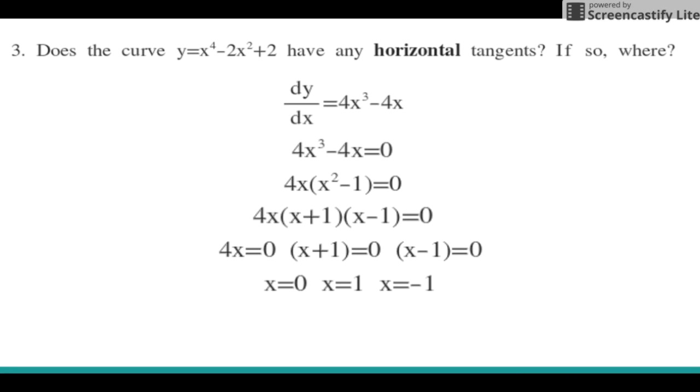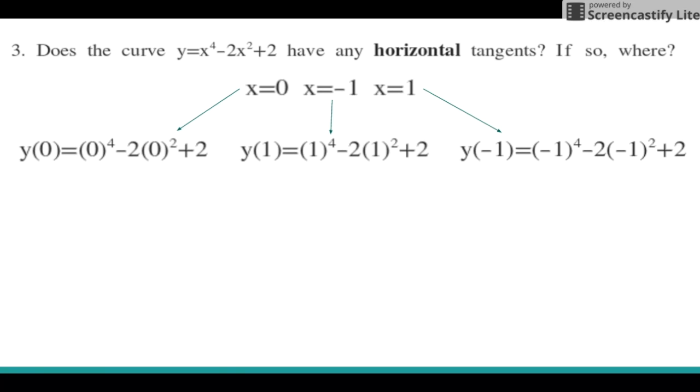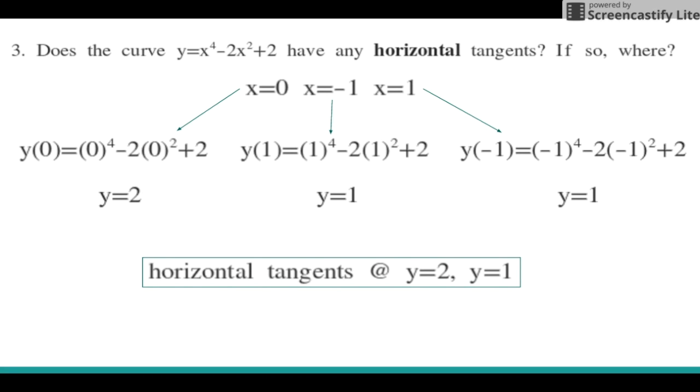In the second part of the question, it asks us where the horizontal tangent lines exist, or the equations of the tangent lines. We already have our x values, and we know that our slope is 0 because it's a horizontal tangent. So we just need to solve for the y values. We plug each of the x values into the original equation. When x is 0, y is 2. When x is 1, y is 1. And when x is negative 1, y is also 1. So the equations of our tangent lines are y equals 2 and y equals 1.